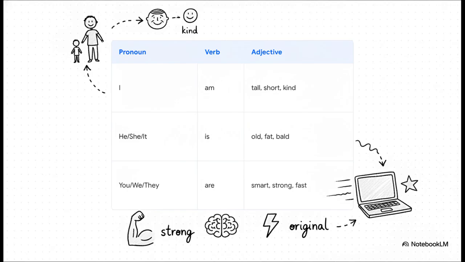I want you to actively practice this rhythm with me in your head right now. Just link those pronouns to their adjectives. Try it. He's old, he's fat, he's bald. She's tall, she's old, she's kind. You can really feel how the verb to be acts as this crucial bridge connecting the subject to its descriptor. You can even use it for objects, like saying a laptop is original, strong, or fast.